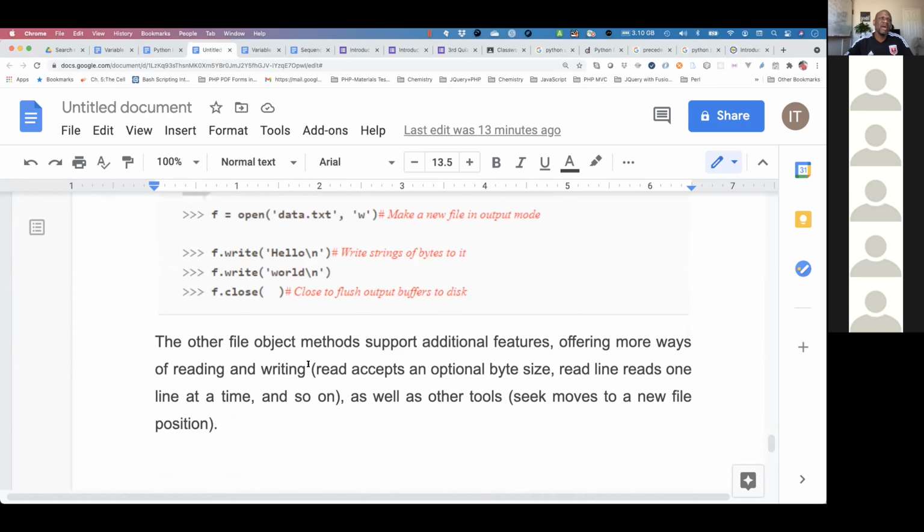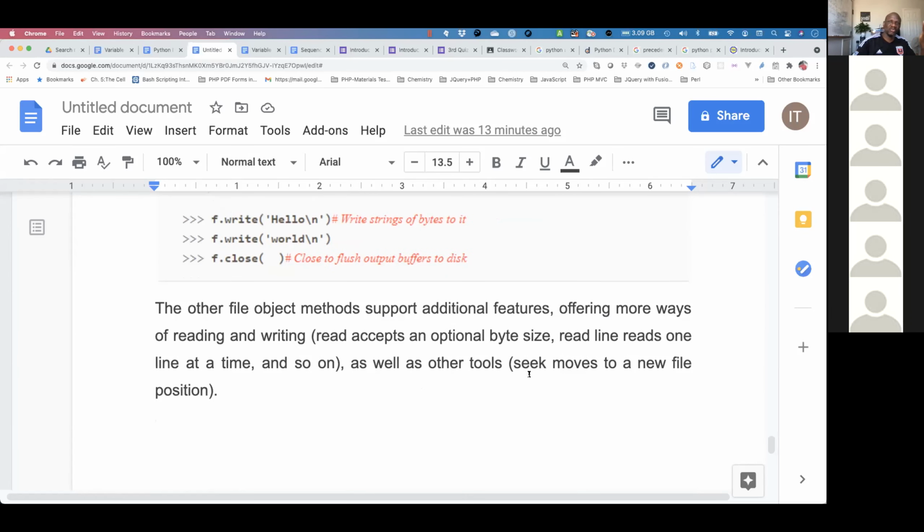The other file objects support additional features, offering more ways of reading and writing. So when we talk of the r+, it's going to be reading and writing, which means you can append to it and read from it. So we have the readline, which reads one line at a time, as well as other tools which we will also be able to talk about.